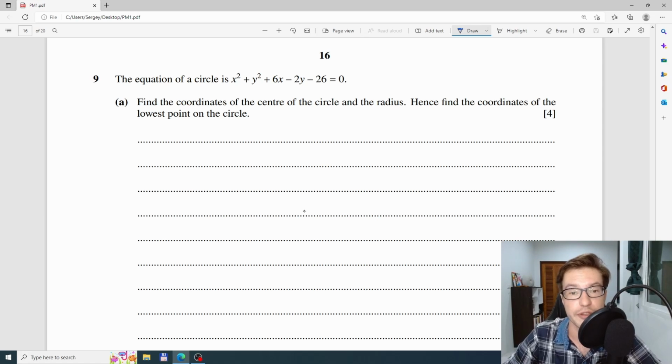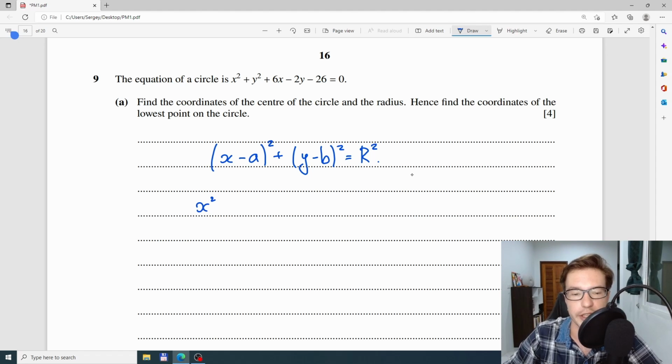Okay, the next one is about the circle, the center and the radius, and we'll have to remember the equation of the circle, which is (x minus a) squared plus (y minus b) squared equals r squared. And that brings us to completing the square. I'm going to rewrite the equation, so I get x squared and x together, x squared plus 6x, and then I've got y squared minus 2y together, and then minus 26 equals 0.